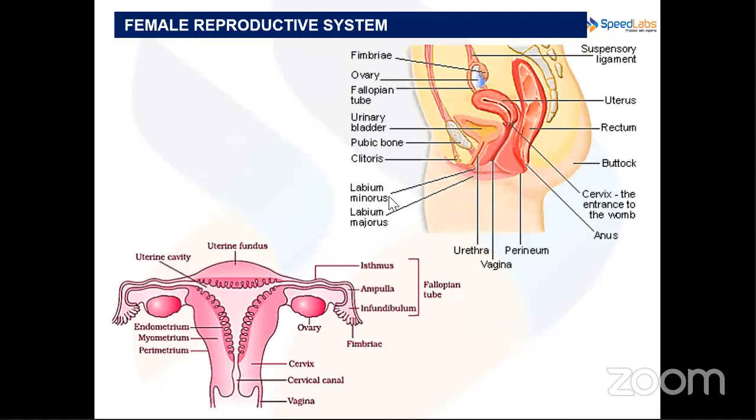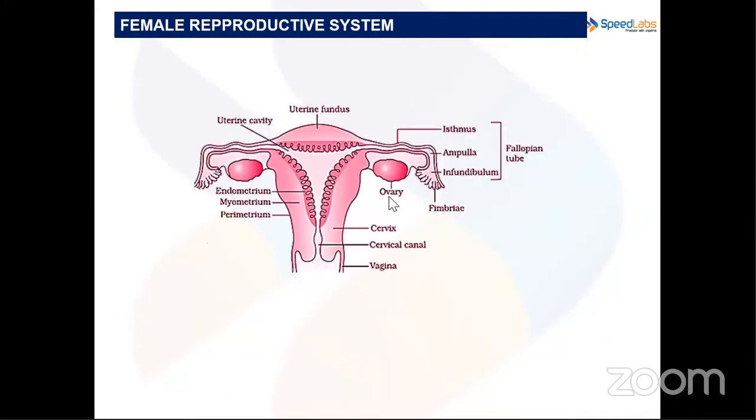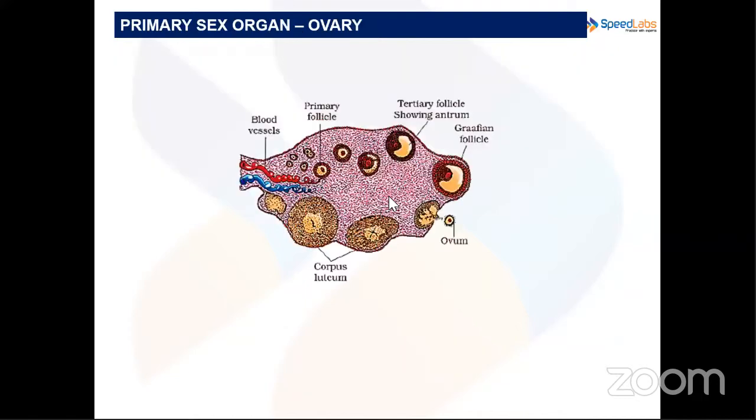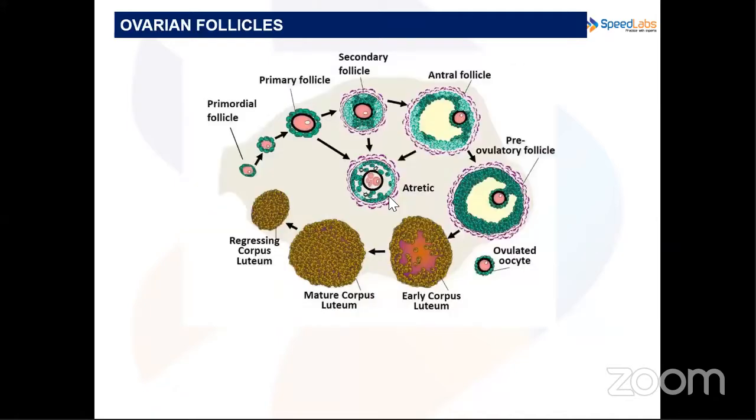So this is the female reproductive system. Once again, we will just brush up. This is a closer view of the female reproductive system showing the ovaries as well as all the parts. This was the primary sex organ, a section through the ovary. We have already done the process of folliculogenesis being shown over here. Again, the various stages of development of the ovarian follicles from the primordial to the Graafian follicle and how they rupture and what they form.